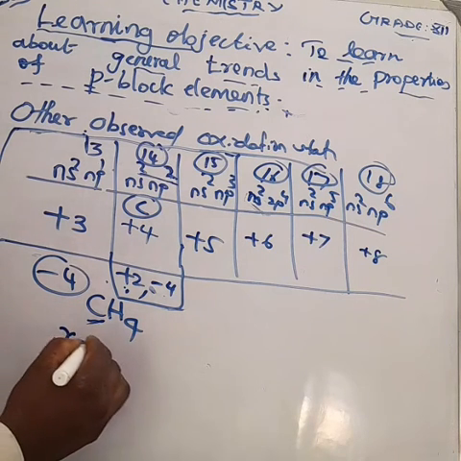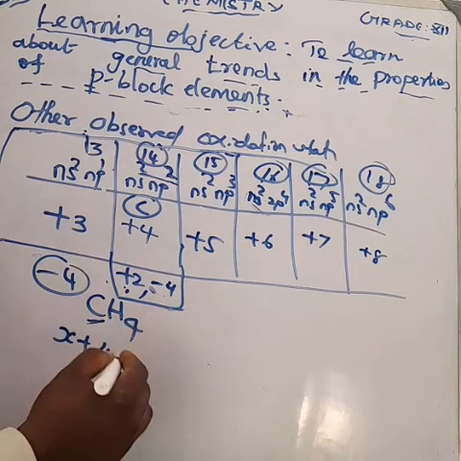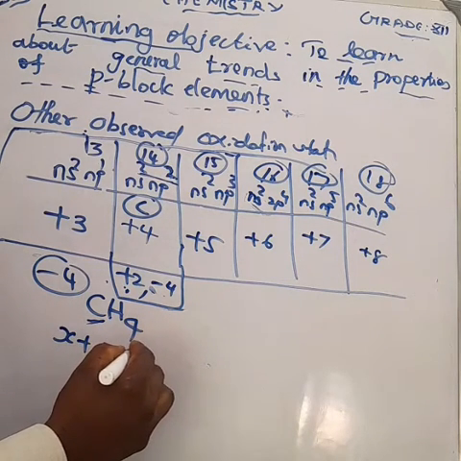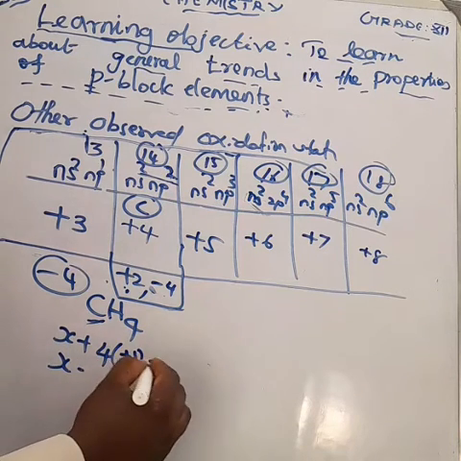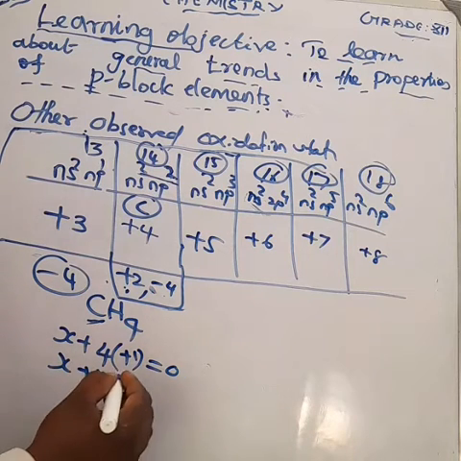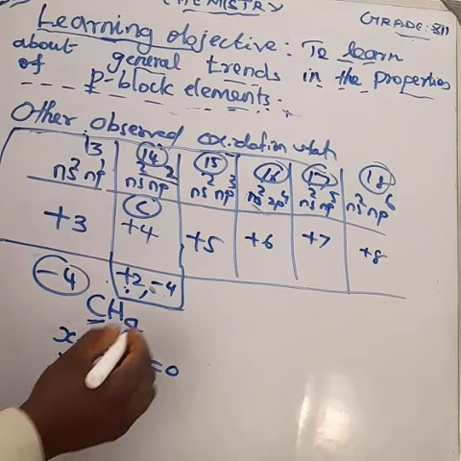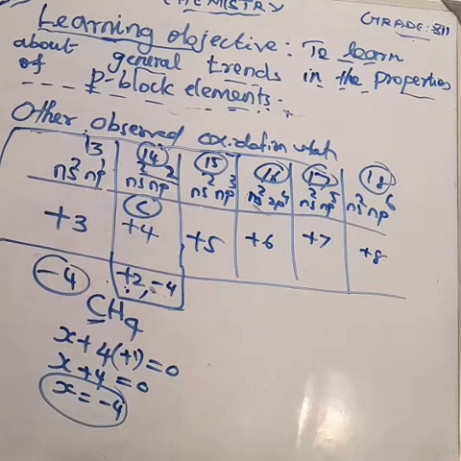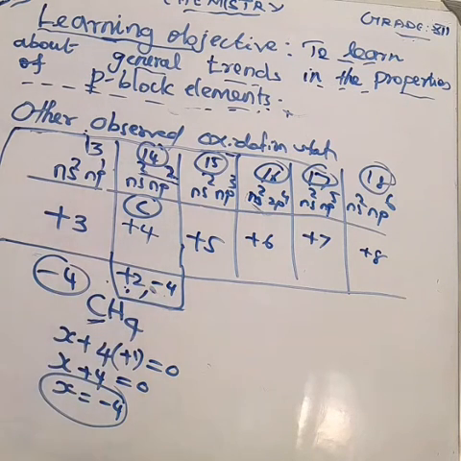So carbon, I am taking X. How much hydrogen is there? 4 hydrogen, so 4 into 1. We know that hydrogen value is plus 1. Am I right? So 4 into 1 plus X is equal to 0. So X plus 4 equals 0, X equals minus 4. Can you understand, my dear children? So the 14th group has plus 2 oxidation state and also minus 4 oxidation state.